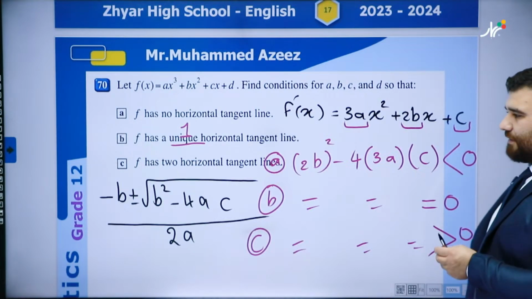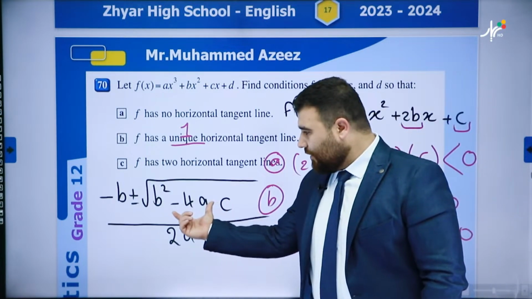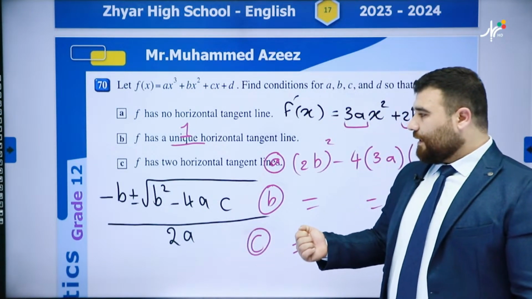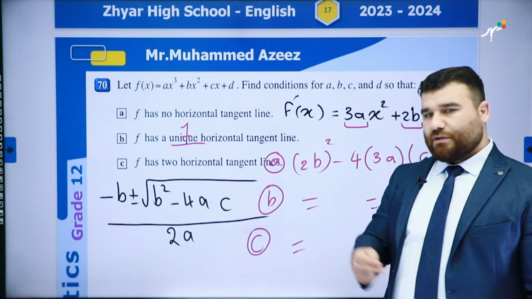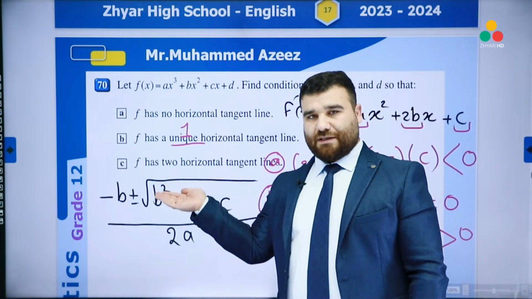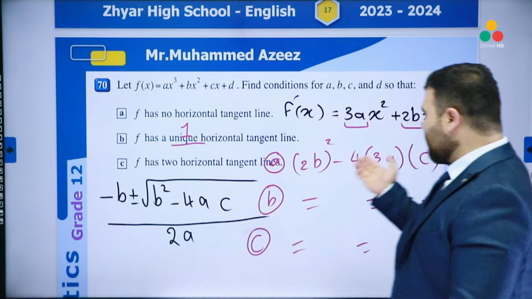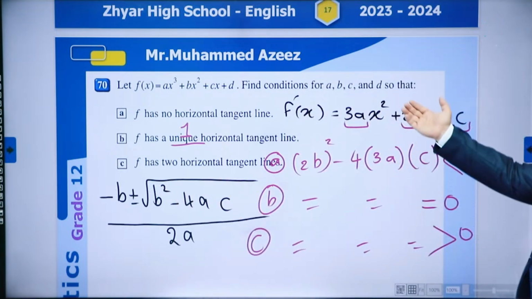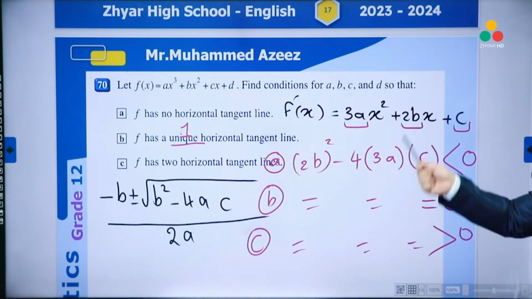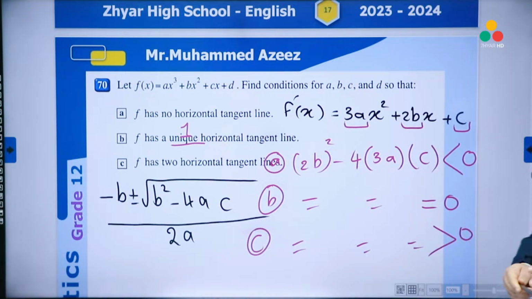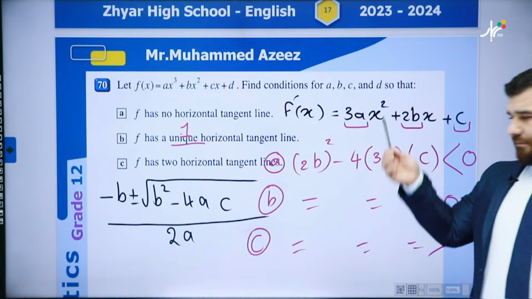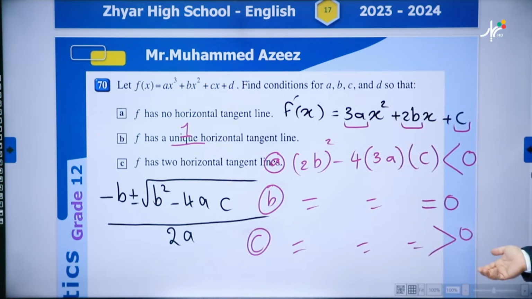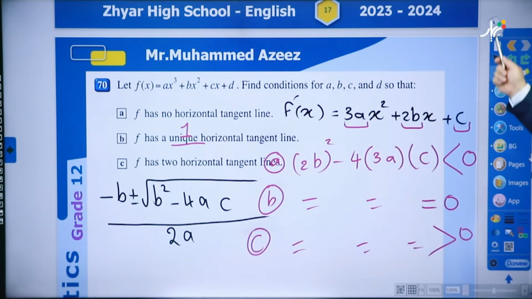If b squared minus 4ac, this part of quadratic formula, is greater than 0, then there are two different roots, or two horizontal tangents. All right? These are the conditions that make this polynomial satisfy these points. Again, don't mix. In none of the parts does it say find the value of ABC. So this is the right answer.